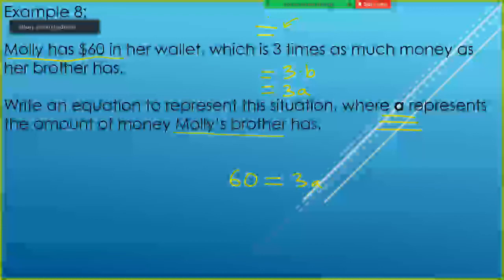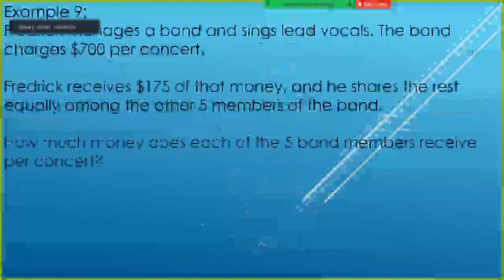And now you can see how to solve this. We're going to divide. Opposite of times 3 is divide by 3. So Molly's brother has $20. Molly has 60. Okay, next. Let's do another one.